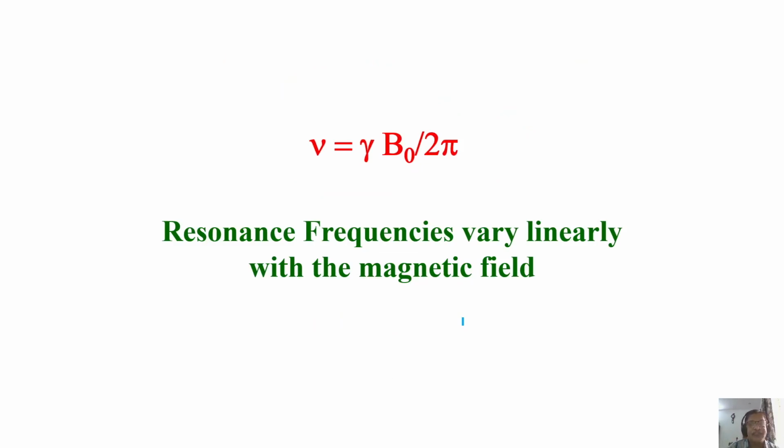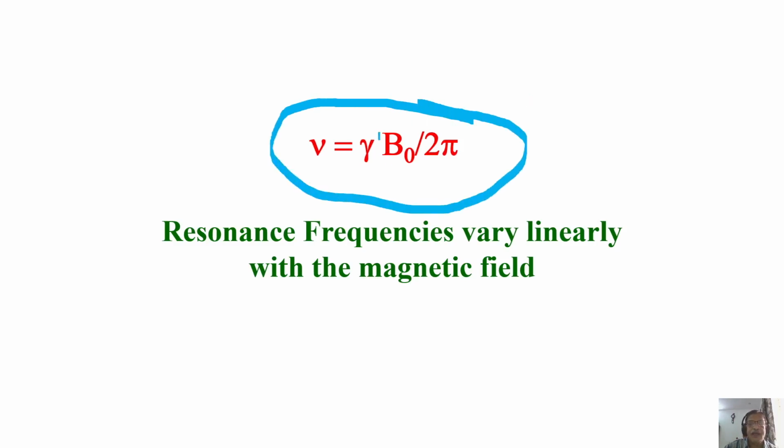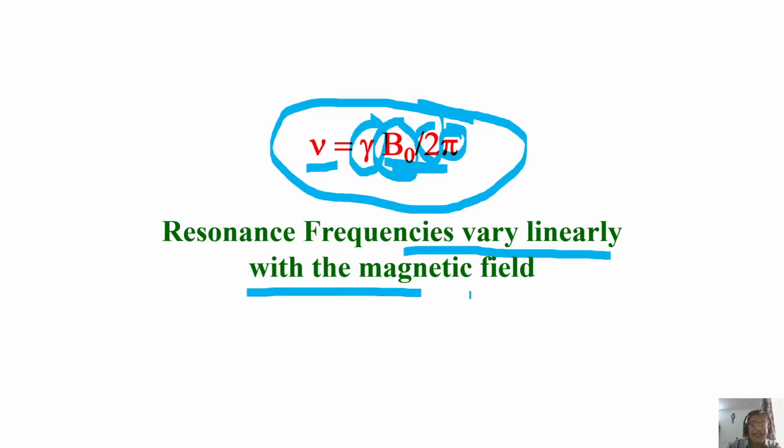What do you understand further from this equation? This is a resonance equation. And here gamma is a constant for a given nucleus. 2 is a constant. Pi is a constant. What is different? Only B naught. B naught is the magnetic field. That is not constant. I can vary it. The strength of the magnetic field is in my hands. I can keep on increasing the magnetic field. I can increase or decrease it. I can change it. As a consequence, nu changes linearly because all the others are constants. Resonance frequencies vary linearly with the magnetic field.